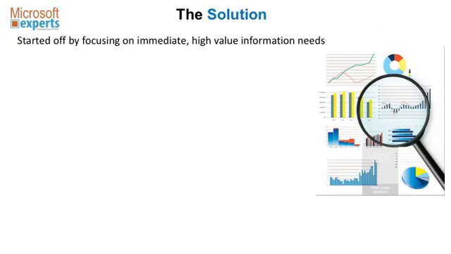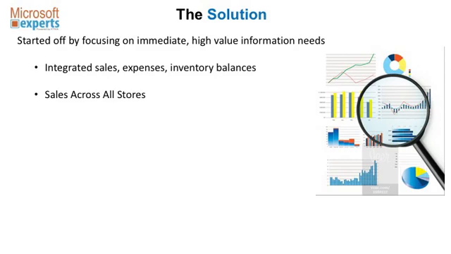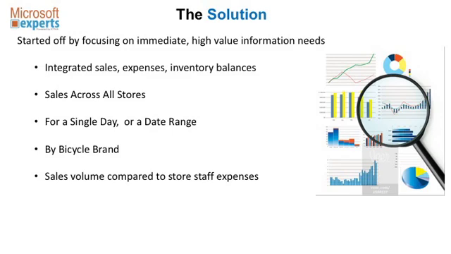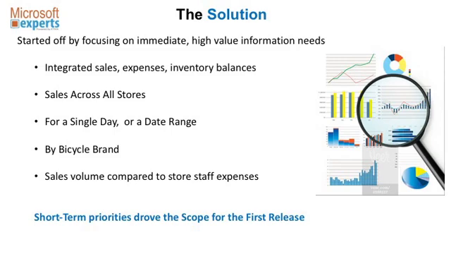In terms of approaching this with them, the solution, we really wanted to start off with identifying their high-value information needs. What's the most critical? We didn't want to go at this as boiling the ocean and trying to solve all their needs in a first release. And as we mentioned, we did identify those as sales and expenses across all stores, across a date range, and also analysis by bicycle brand, and sales volume compared to the staff expenses. So we focused, and we let these short-term priorities drive the scope for the first release.